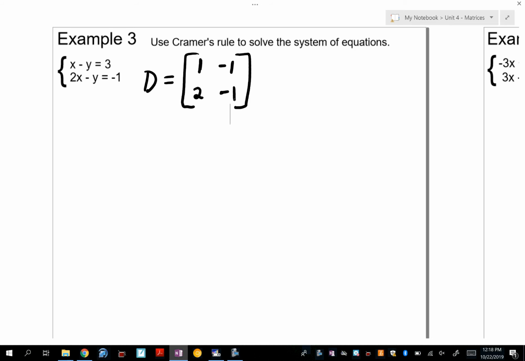All right, now once you find that coefficient matrix, find the determinant of that matrix, which is something you just learned how to do. So we're going to do 1 times -1 minus 2 times -1. So this -1 comes from the y. So it says minus y, so that's a -1.